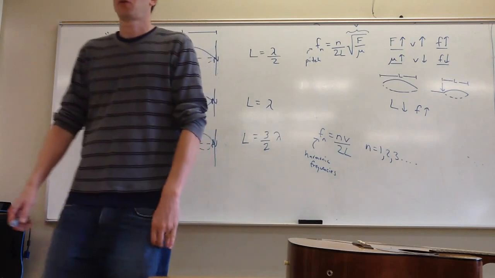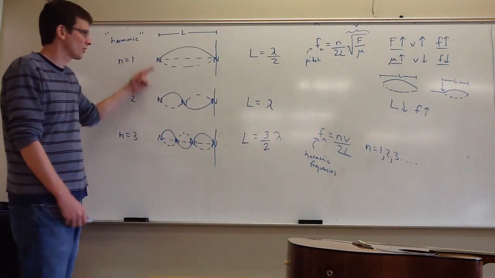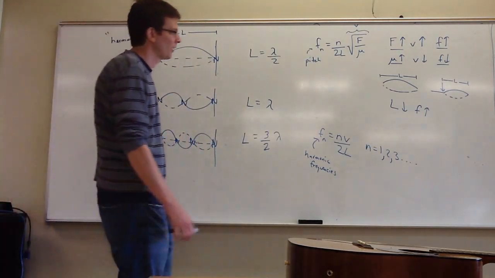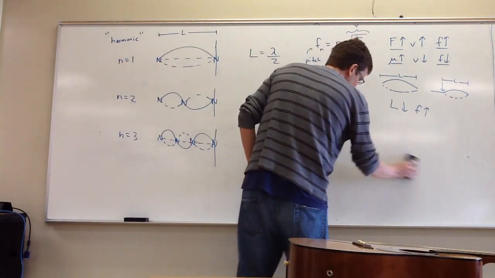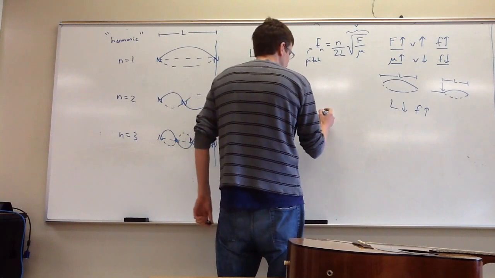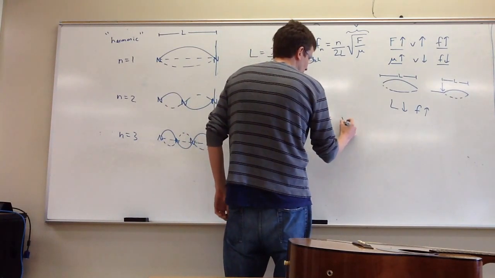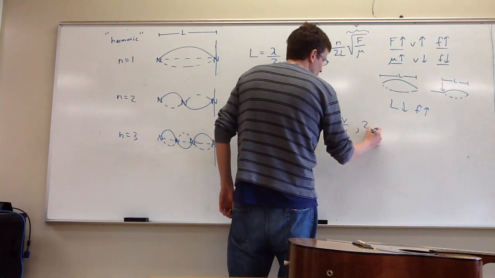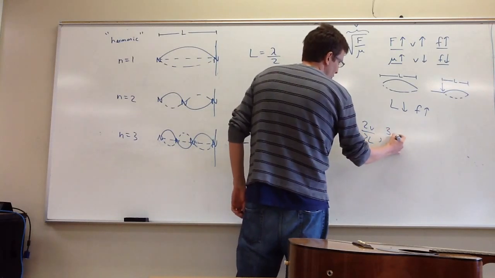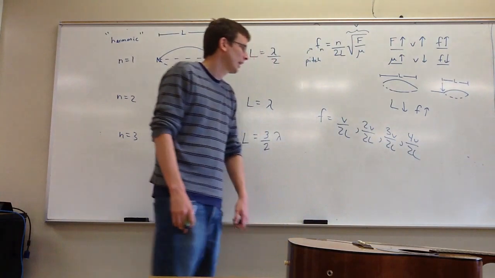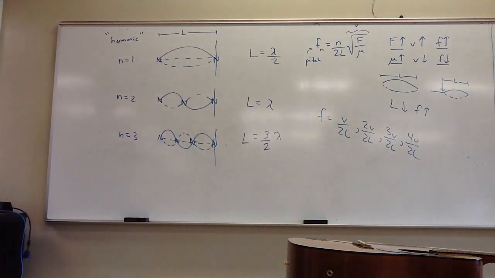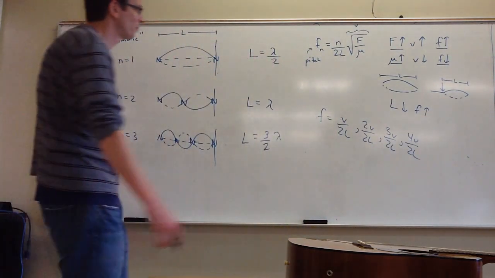But, of course, we were talking about harmonics. So let's talk about harmonics. Okay? So, we should maybe write some of them down. So, v over 2L, 2v over 2L, 3v over 2L, 4v over 2L, like that. That's just some examples.